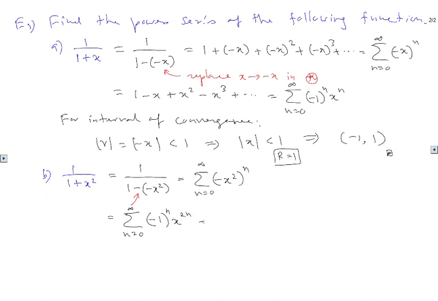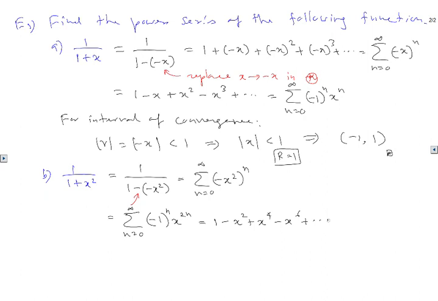If you write a few terms, so let's write a few terms. If you put n equals 0, you get 1. If you put n equal 1, it is negative x squared. If you put n equal 2, x to the 4th, n equal 3, x to the 6th, like that. So that's the series you get for 1 over 1 plus x squared. You can get this one from the previous one as well. If you replace x by x squared, you're going to get this one.